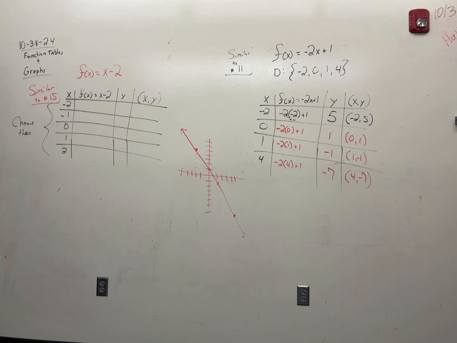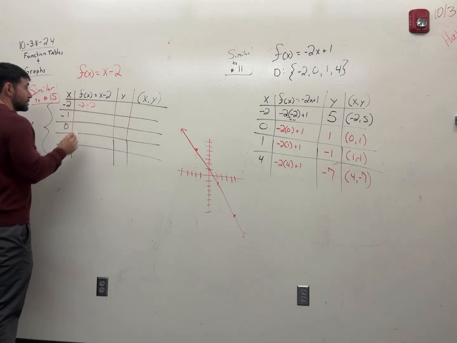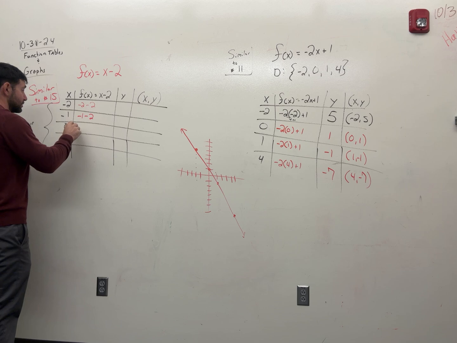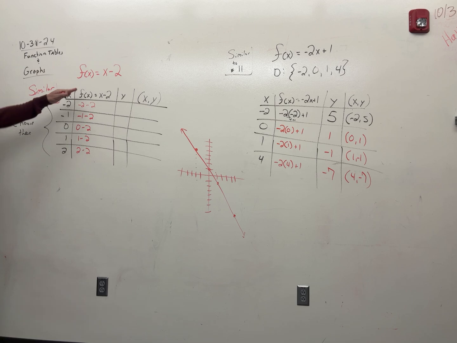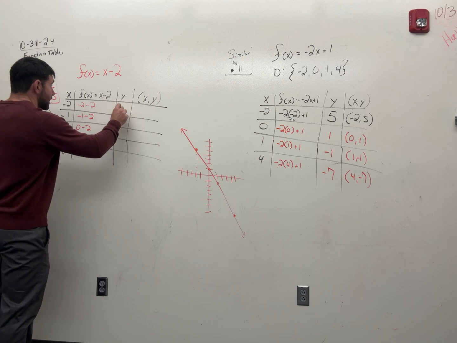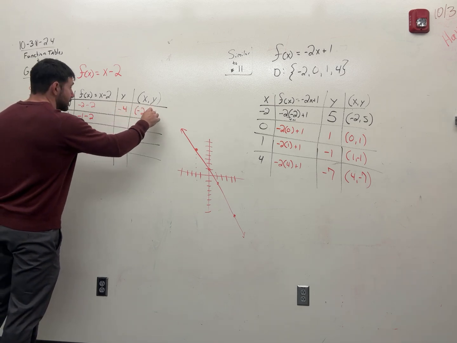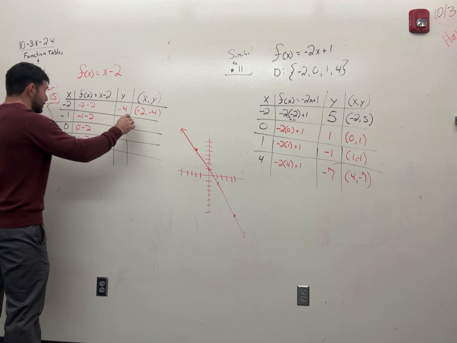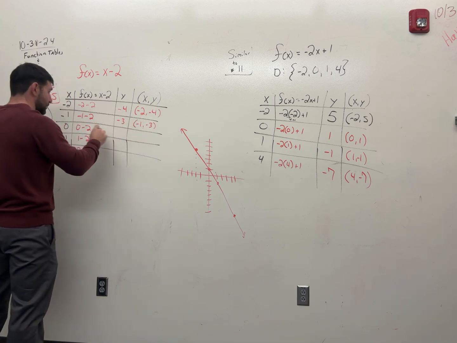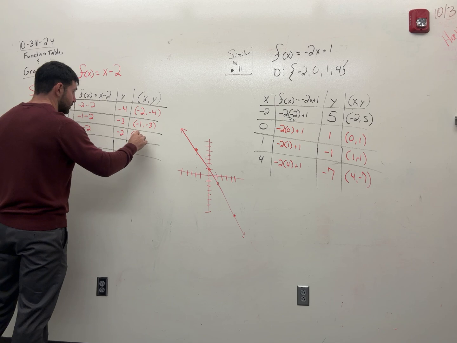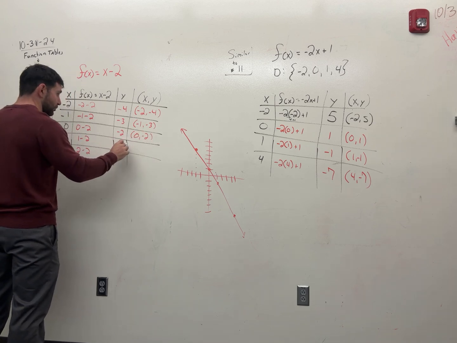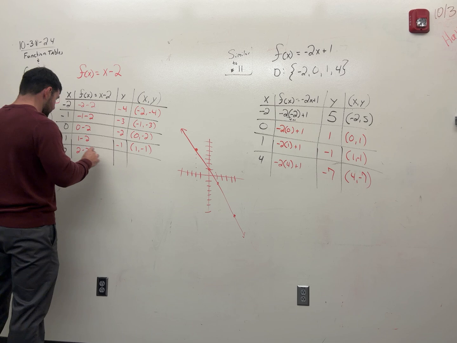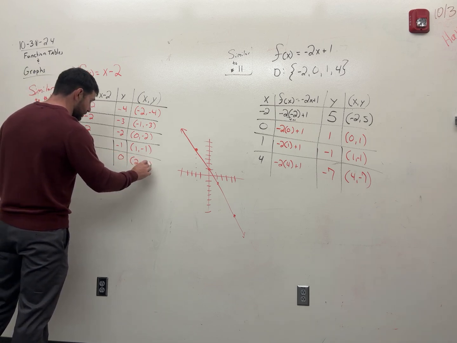Okay, here we go. So I'm going to substitute in -2, just into x. -2 minus 2. -1 minus 2. 0 minus 2. 1 minus 2. 2 minus 2. I've substituted in. Is that hard? So -2 minus 2 is -4. That's (-2, -4). -1 minus 2 is -3, so (-1, -3). 0 minus 2 is -2, so (0, -2). 1 minus 2 is -1, so (1, -1). And 2 minus 2 is 0, which is (2, 0).